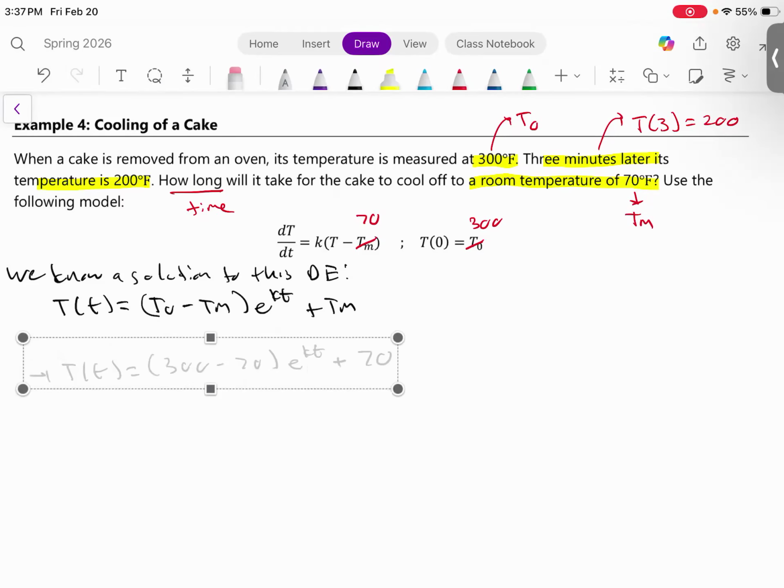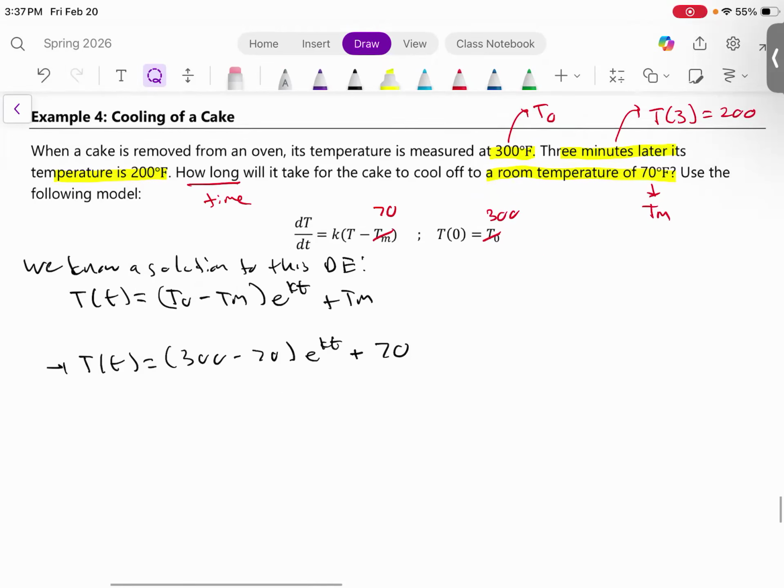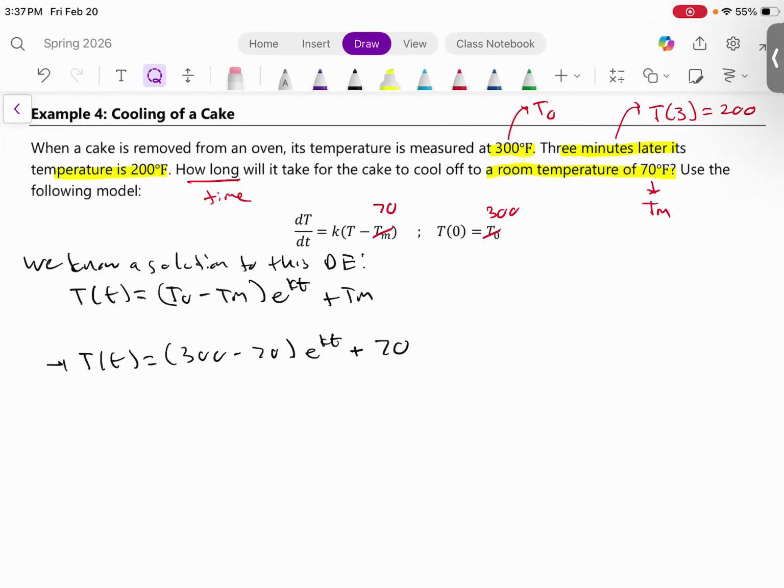Let me move this down a little bit, give us some space. Okay, so we know this for sure, and we can simplify a bit. We could have 230 e to the kt plus 70. Okay, so we know this is our solution, and the typical way to go about these models is we need to find k. We're going to use this k to figure out the time that's being asked. So let's go ahead and find k.